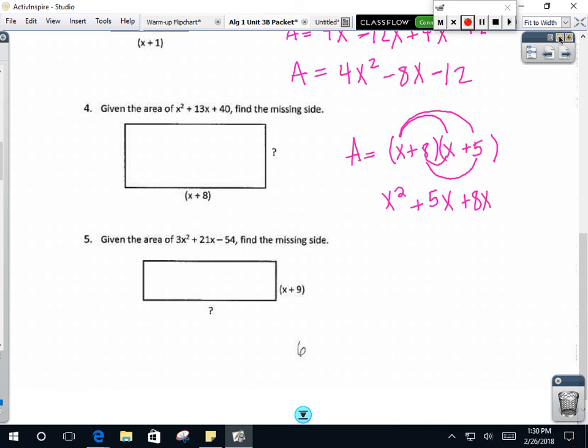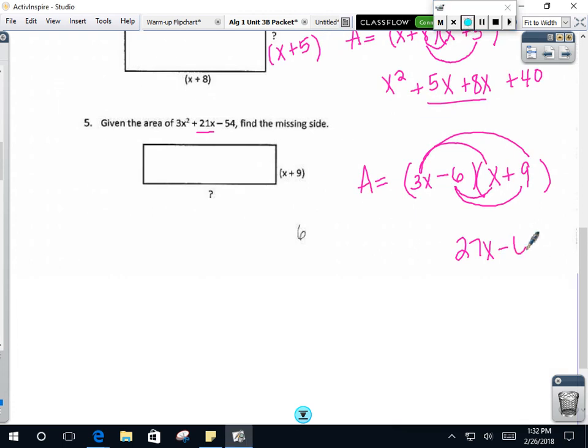And when you combine like terms, do you get that 13x in the middle? Yes, that makes the 13x. So x plus 5 is the missing side. Okay, now try number 5. Is negative 6x, and then when you combine those, you do get that negative 21x. So the missing side was 3x minus 6.